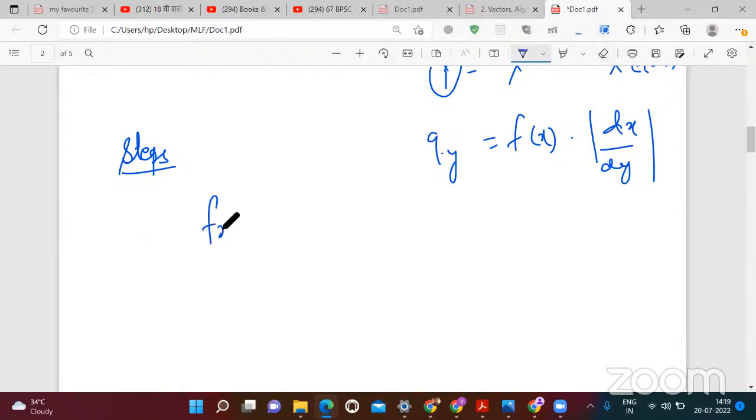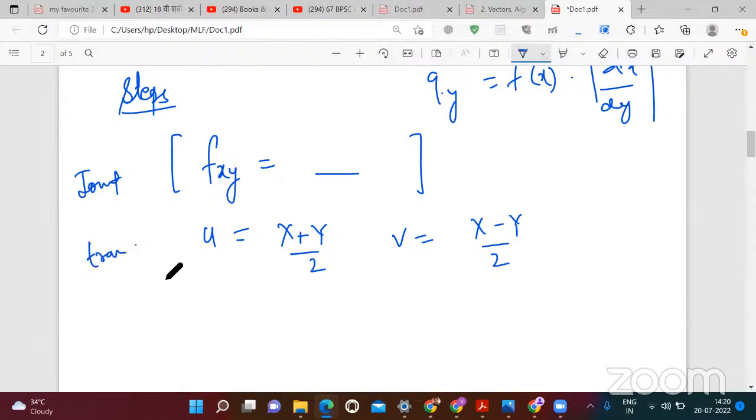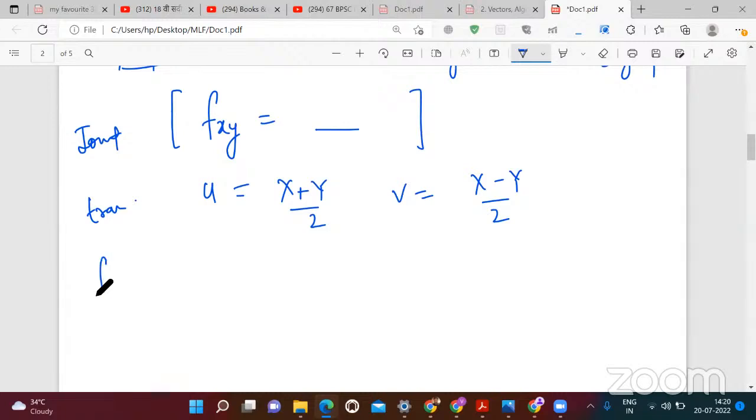So if you have been given the joint distribution of x and y, and you have been given the transformation also, like for example u is given as x plus y by 2, and v is given as x minus y by 2, or anything. So you have the joint distribution of xy and the transformed random variables, and now you have been asked to calculate the distribution of fuv.